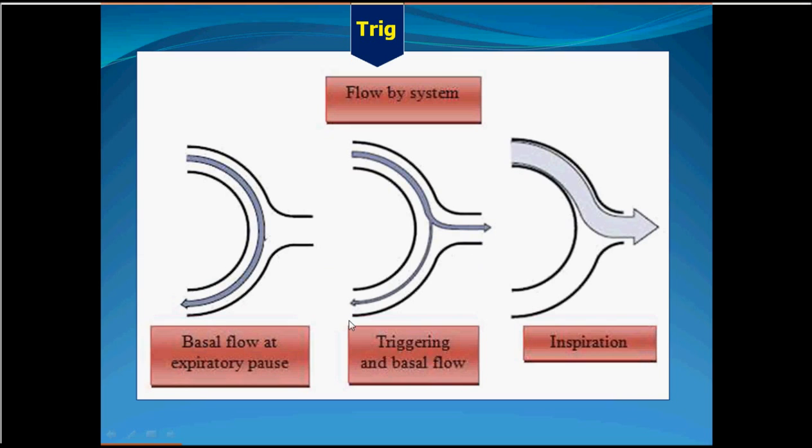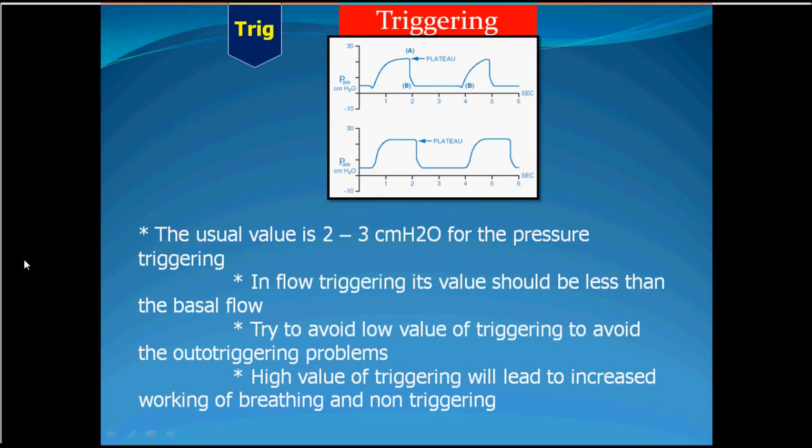This is a very important one because it is associated with less effort by the patient. At the same time, this basal flow is responsible for overcoming the endotracheal tube or tracheostomy tube resistance, and this is very important in the basal flow. This is just regarding the basal flow.